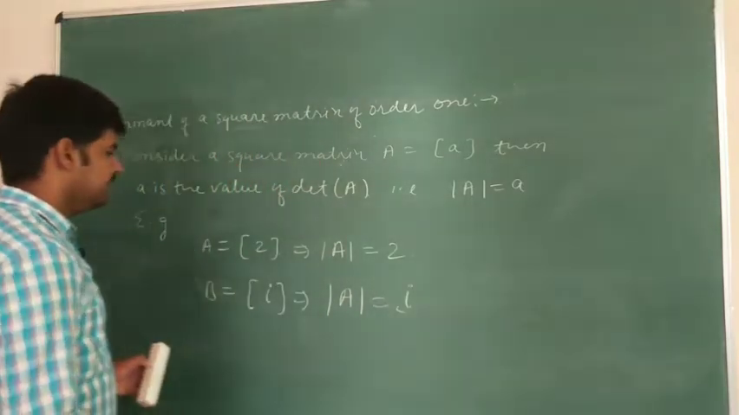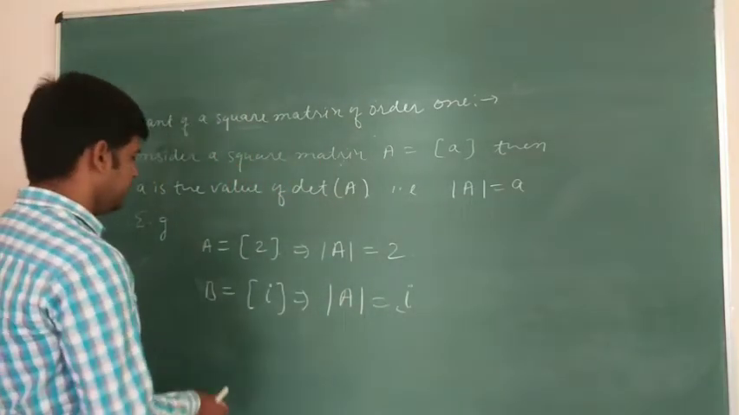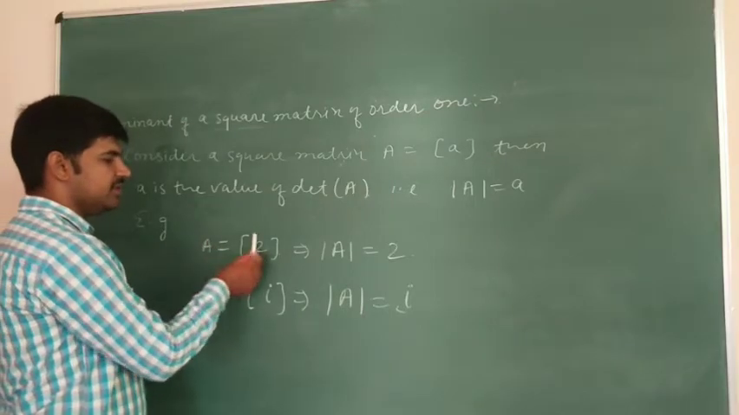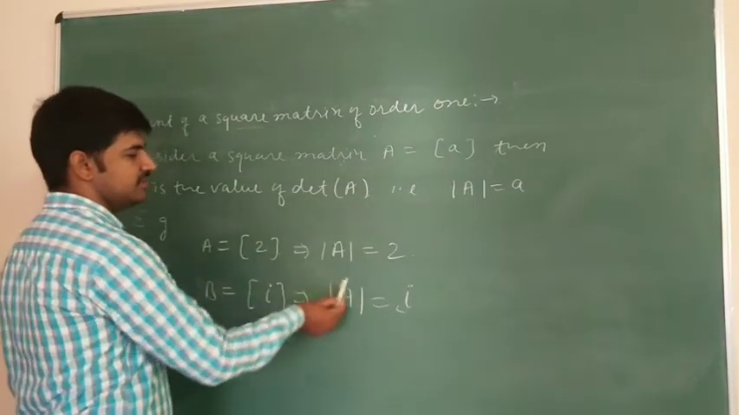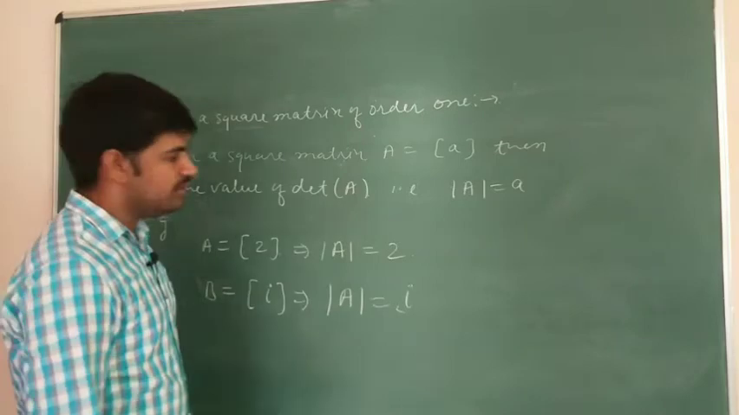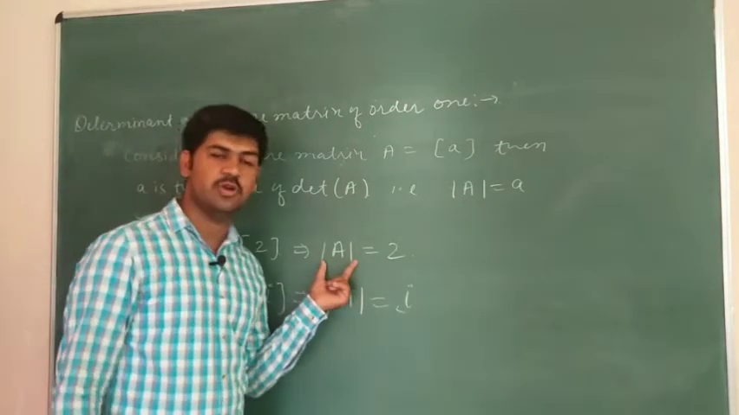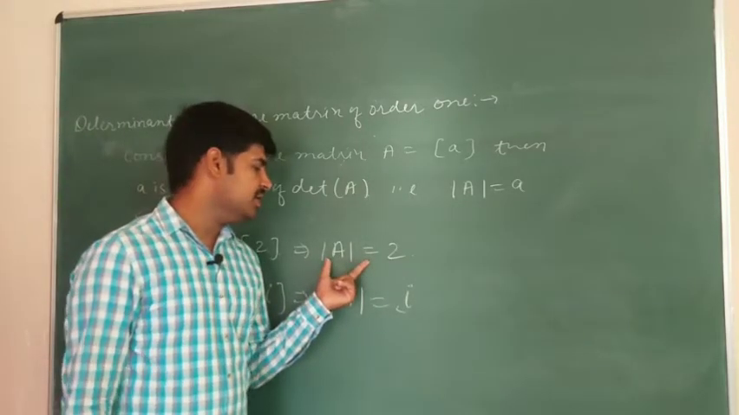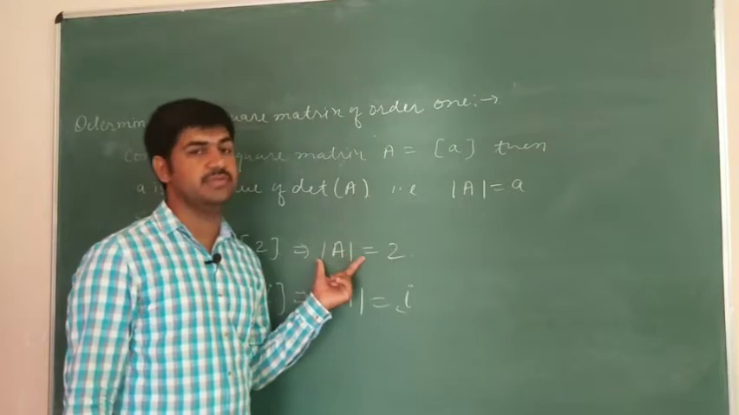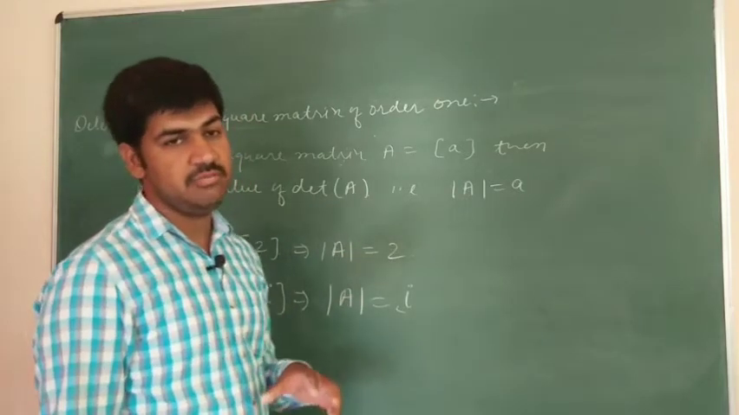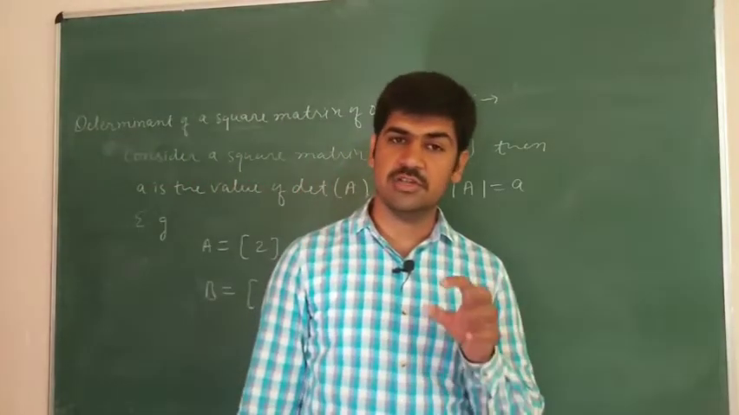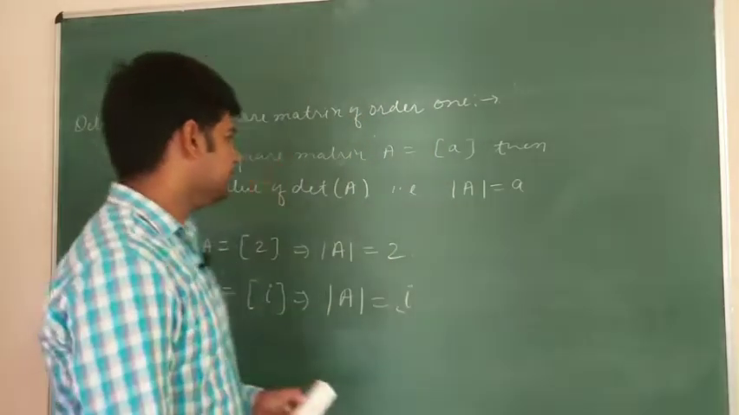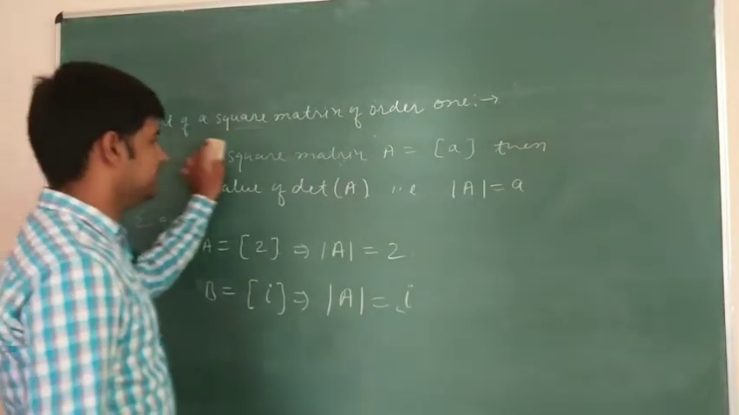One thing, students, you have to keep in mind: suppose A is a square matrix and this we are reading as determinant of A. You are not to read it as modulus of A. Never read it as modulus of A, it is determinant of A, and a determinant can be obtained only for square matrices. So determinant is all about square matrices.